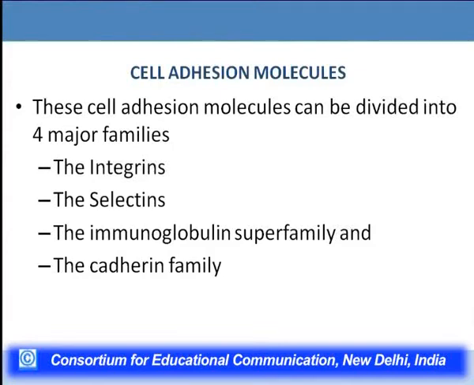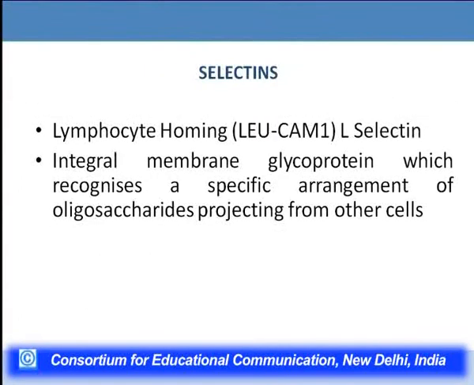Then there is a second major family, which is the selectin family, and the third family is the immunoglobulin superfamily, which belongs to the family of proteins to which the immunoglobulin belongs. And then the largest family is the cadherin family, which is involved in binding of various types of cells. Coming to the selectin family, selectin is a name derived from lectins. Lectin is the name given to any molecule which recognizes a specific arrangement of carbohydrates, that is, it recognizes a specific oligosaccharide arrangement.